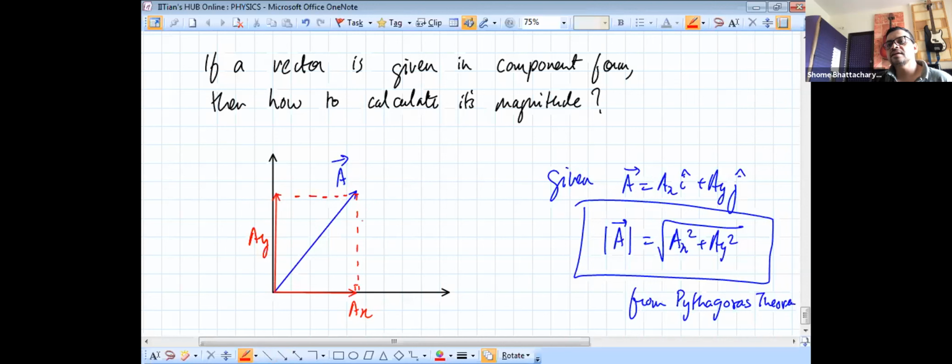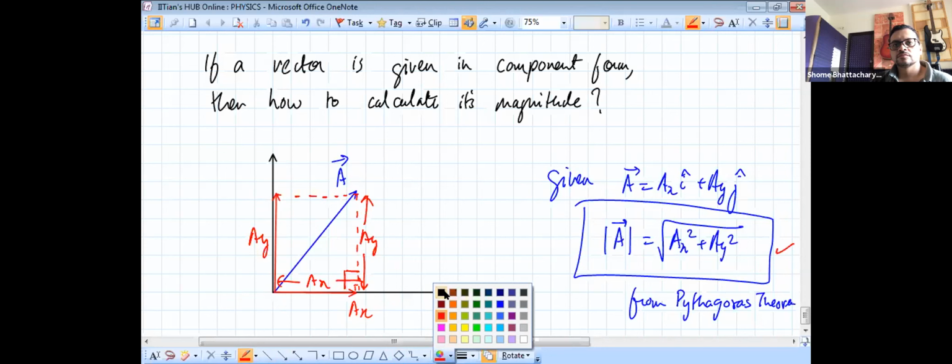So in this right angle triangle, this value is ay. This 90 degrees, and this value is ax. So the magnitude will be root of ax square plus ay square. So just note down this formula, people.